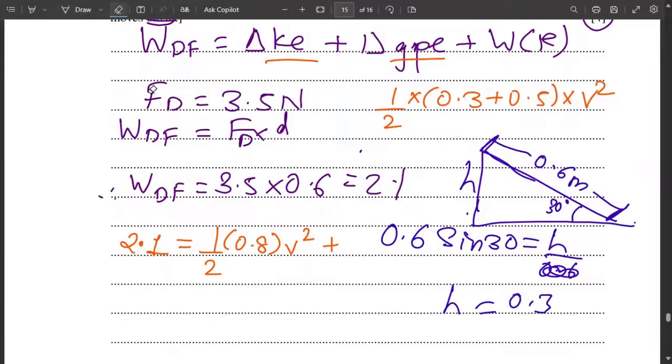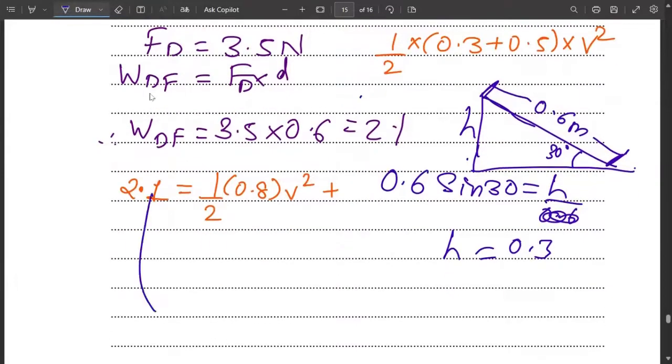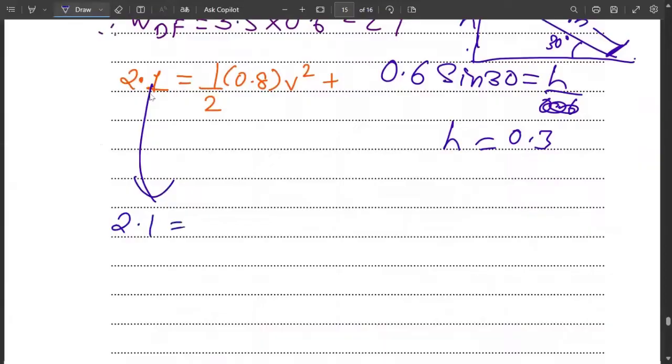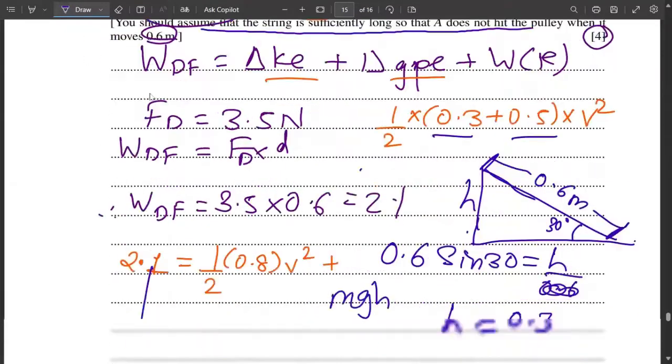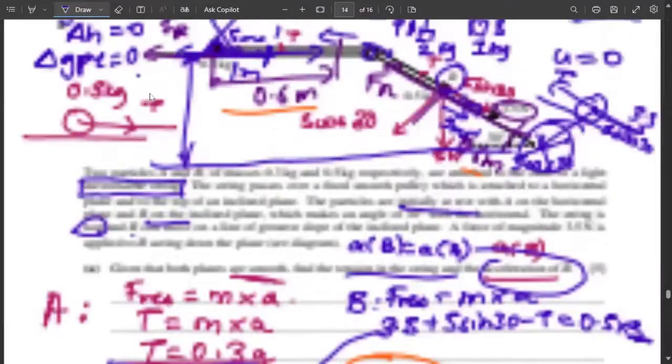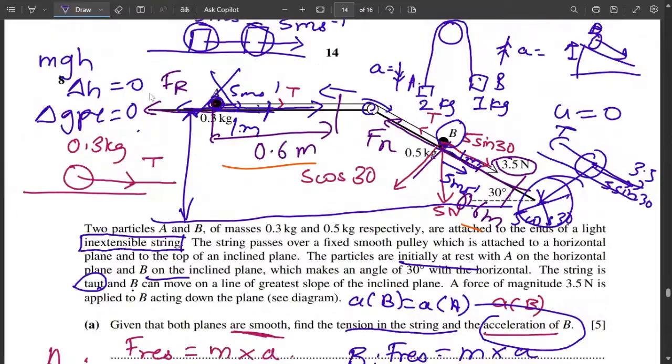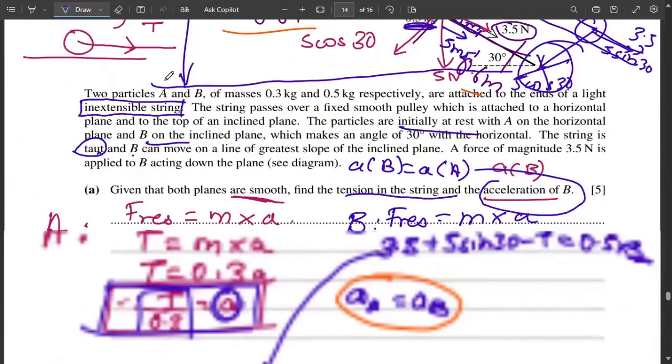So, I shouldn't erase this actually. I'll continue writing it down. 2.1 is equal to half into 0.8, which is 0.4 v square, plus 0.6 sin 30. Okay, so this is delta GP, which will be mgh. So we won't consider the mass of A and the mass of B. We'll only consider the mass of B. Why? Because only B is moving downwards. And what is the mass of B? 0.5 kg.